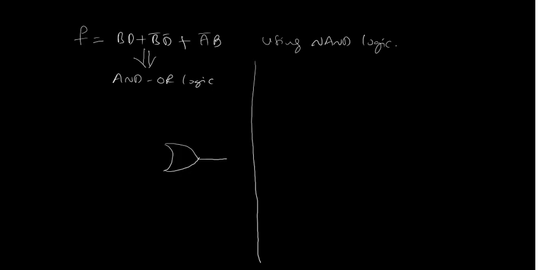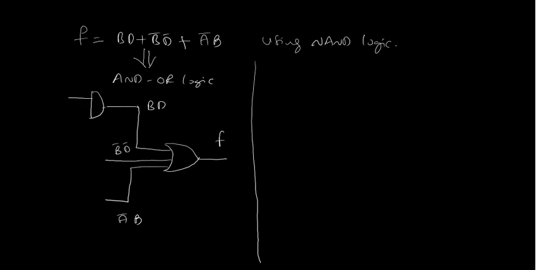I need one OR gate to get F, and this OR gate is consisting of 3 inputs, right? One input must be BD, and second input must be B bar D bar, and third input must be A bar B. So here you need an AND gate with inputs B, D. Here you require an AND gate with inputs B bar, D bar. Now here you require one more AND gate with inputs A bar and B.